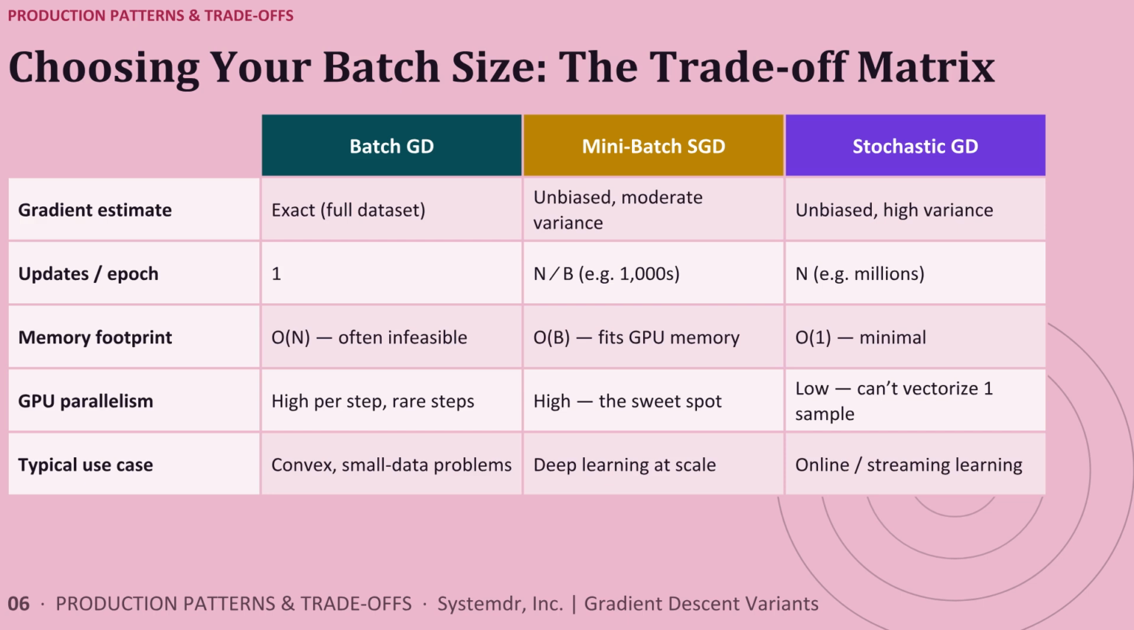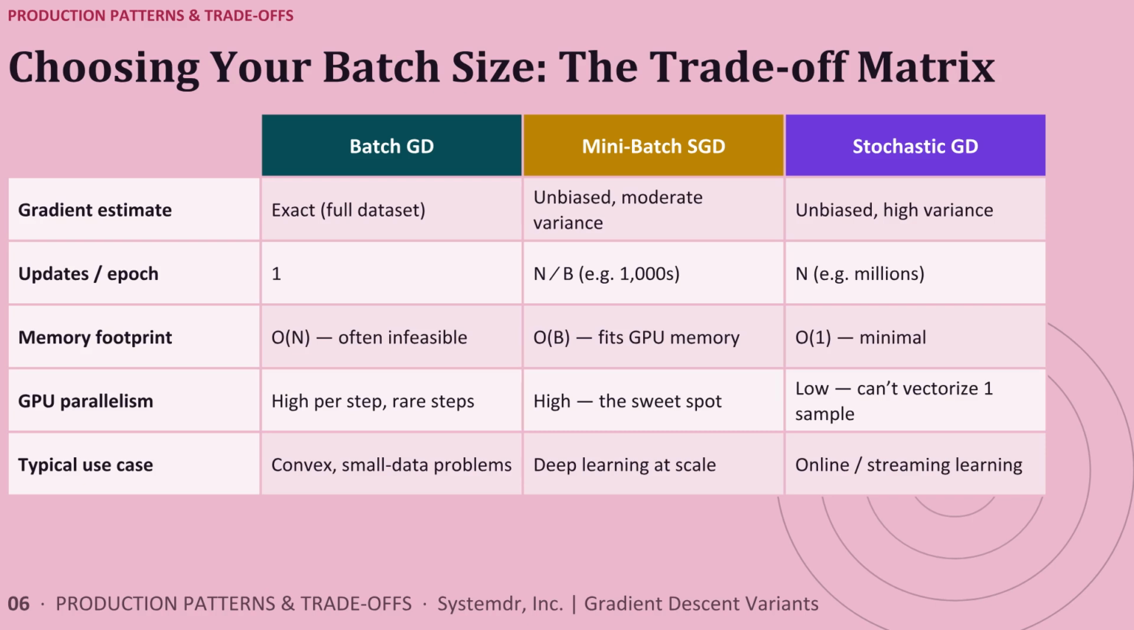GPU parallelism is where mini-batch wins outright. Matrix multiply hardware is built for batched operations, so a batch of 256 examples is often barely slower per step than a batch of 32, which makes mini-batch the clear winner on throughput per dollar. And typical use case, batch GD still shows up in convex optimization and small tabular problems. SGD, in the strict single example sense, shows up in genuinely online or streaming settings. One terminology note: when engineers say SGD in a deep learning context, they almost always mean mini-batch SGD. Watch for that overload when you're reading papers or documentation.